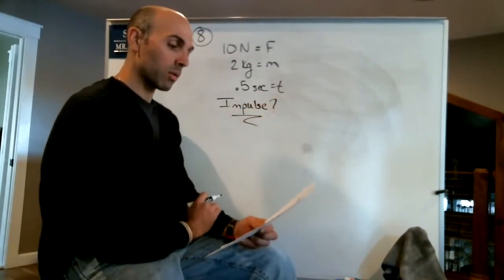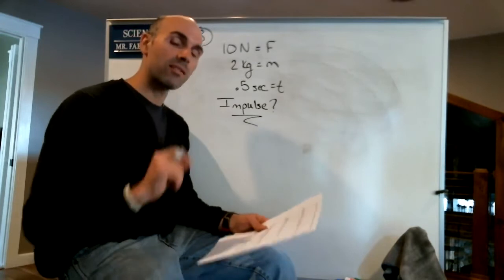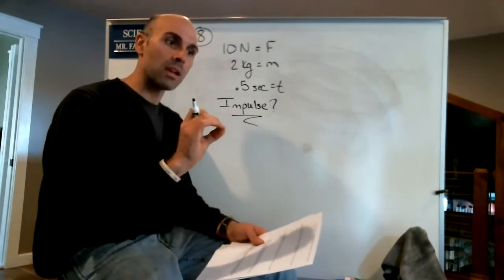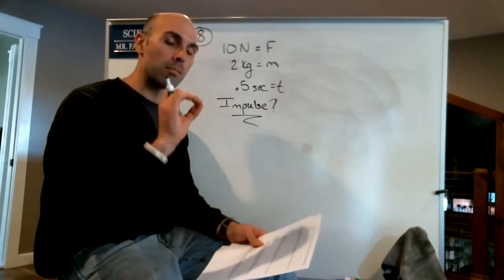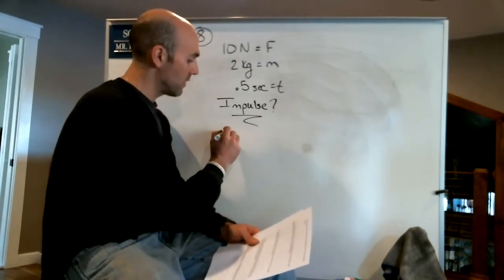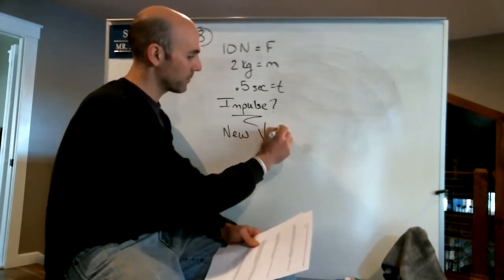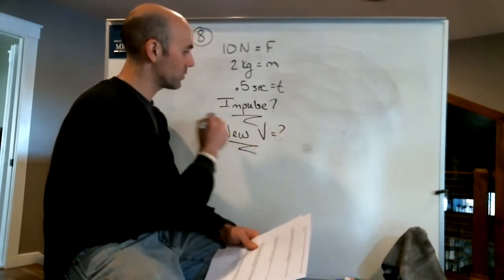If the cart was originally traveling at a velocity of 10 meters per second, what is the new velocity? Okay, this is a good one. This is involving our definition of impulse and using the multiple equations to figure it out. So we want to find the new velocity as well. So we're looking for those two things.